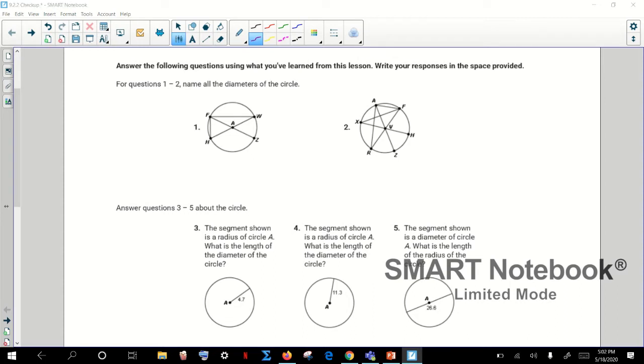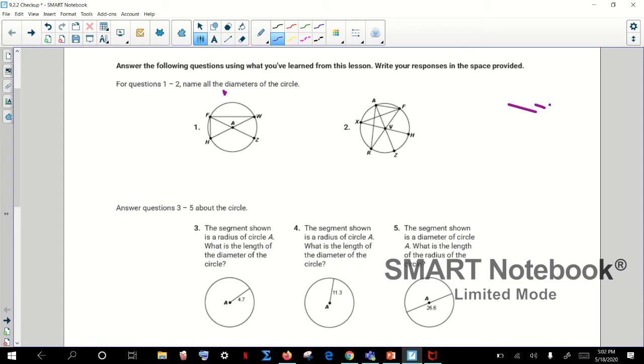So one type of chord in a circle is a diameter. That's something that you should have started to learn about in middle school. So a diameter is, let's see if this will write for me, there we go. A diameter is a chord that goes through the center of the circle and has two endpoints on the edge of the circle. So for questions 1 and 2, we want to name all of the diameters of the circle.